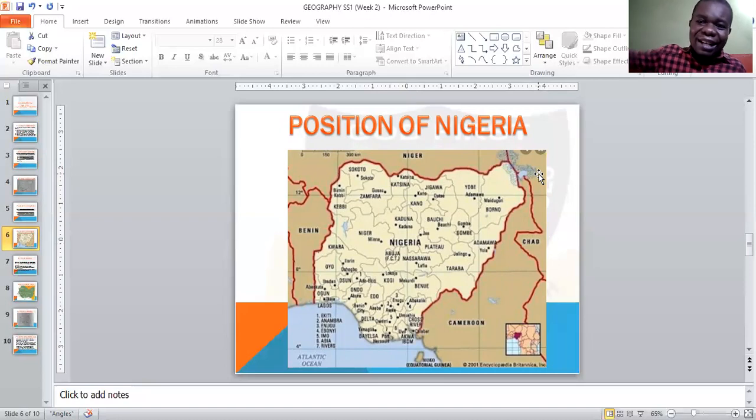Lake Chad, Chad is a country of its own. Then Cameroon is a country of its own. After Nigeria in the east, you meet Cameroon. Then in the south, this is Atlantic Ocean. After Nigeria, you get to Atlantic Ocean, especially in Lagos here, Port Harcourt. You just see the ocean. So that is the end. That water is no more Nigeria. That is the boundary we have.